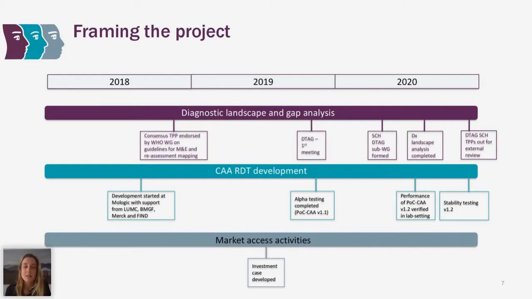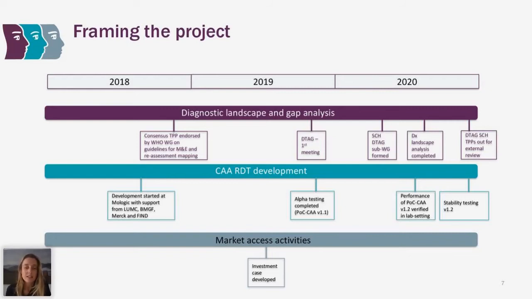So whilst this is going on, there is a development of the RDT. After the alpha testing that was done in Kenya, the results from that study, as well as other studies that were continuing in the lab, the test developer continued to increase the performance of the prototype and created a version 1.2, for which the performance was verified in a lab-based setting. Now the prototypes have been shipped to the field study sites, which I will explain in a little bit, but in the meantime, we're also doing stability testing.